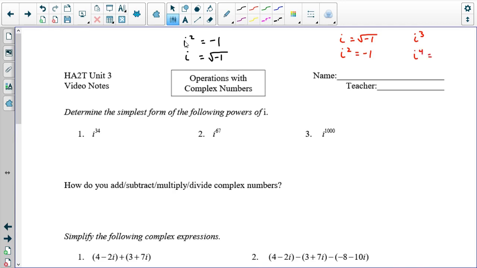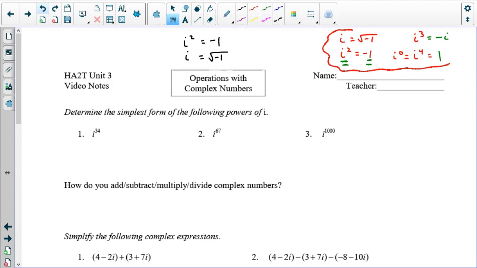So i to the third is really the same thing as i squared times i. So that's the same thing as -1 times i, which means i to the third is negative i. And then i to the fourth is really i squared times itself, which is -1 times -1. So i to the fourth is 1. That's also the same thing as i to the 0, because anything to the 0 power is 1.